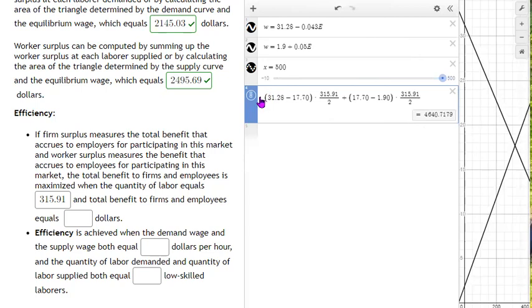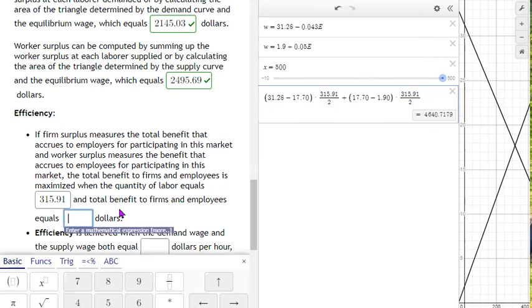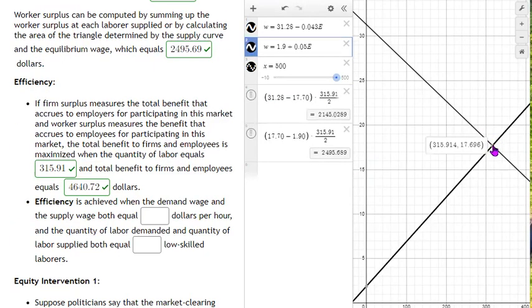So this right here is the firm surplus. This here's the worker surplus. When I add them together, I get total surplus, right? I guess I got to type it: 4640.72. Total surplus is the area inside these 3 points, right? It's the area inside these 3 points. The lower triangle is the worker surplus, and the upper triangle is the firm surplus, right?